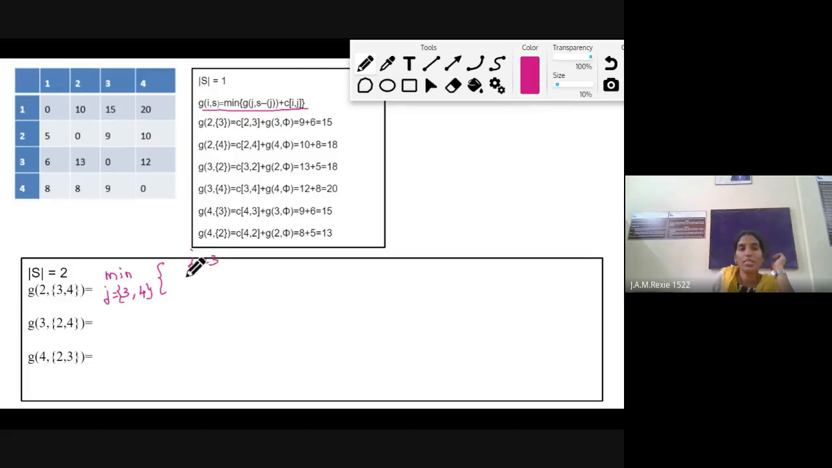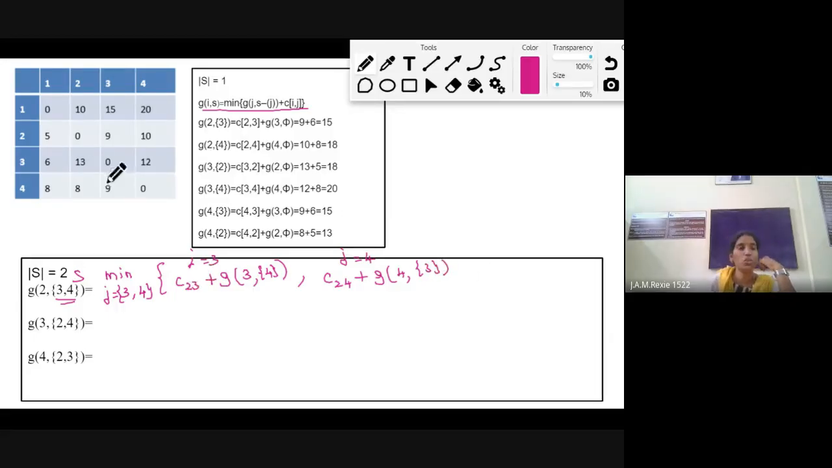If j equals 3, then the formula will be c i j, right? So i is 2, j is 3, plus g of 3 comma S minus 3. S is actually 3, 4. This is my S, so S minus 3 means it will be 4. This is one option. And if j is equal to 4, then we will have c 2 4 plus g of 4 comma S minus 4. S minus 4 will be 3.